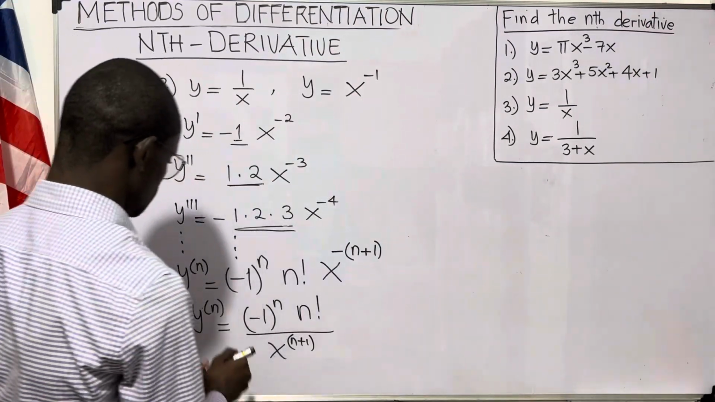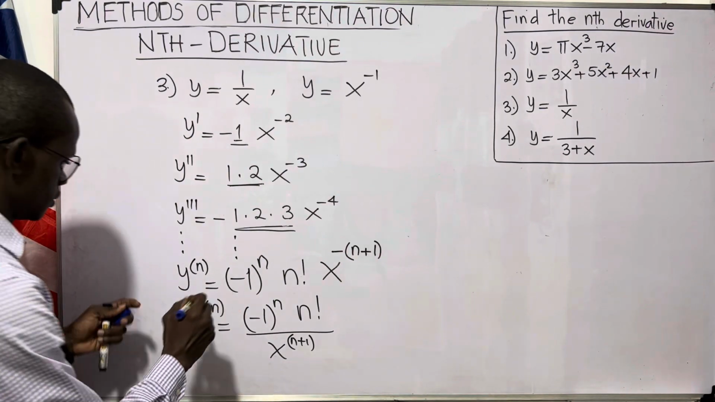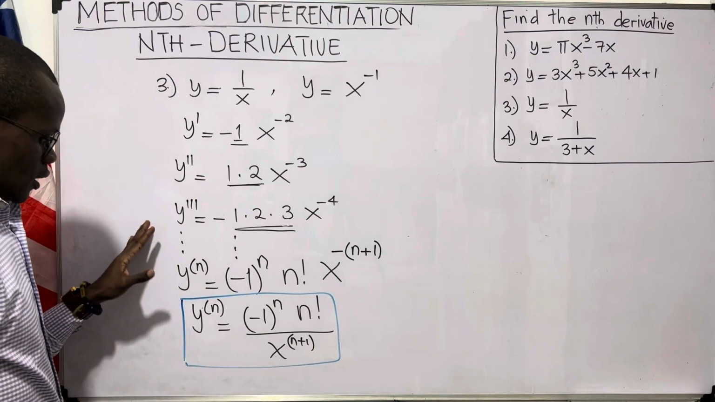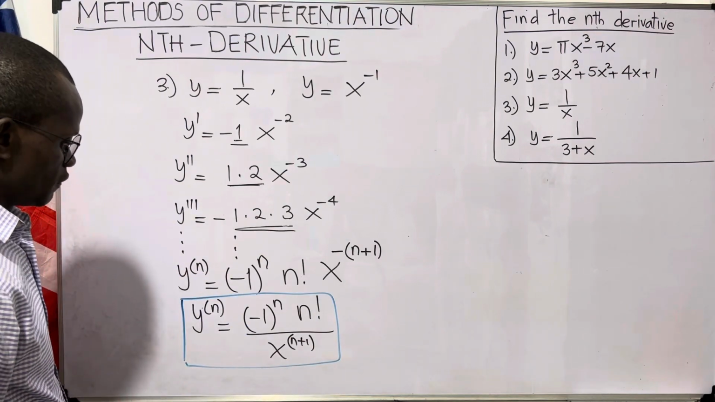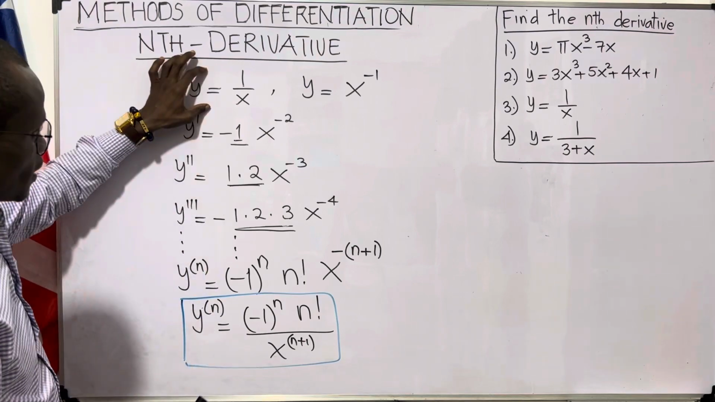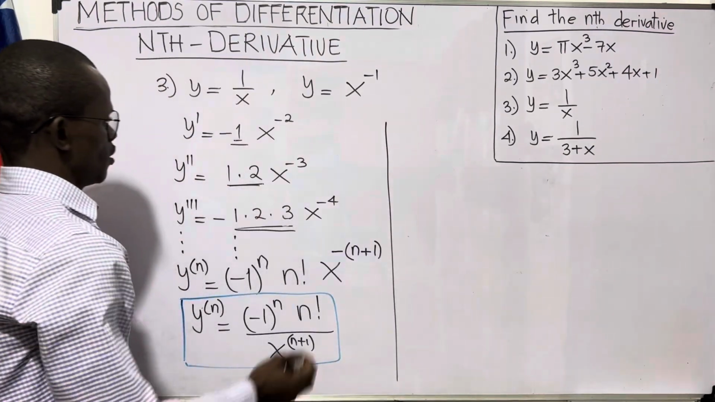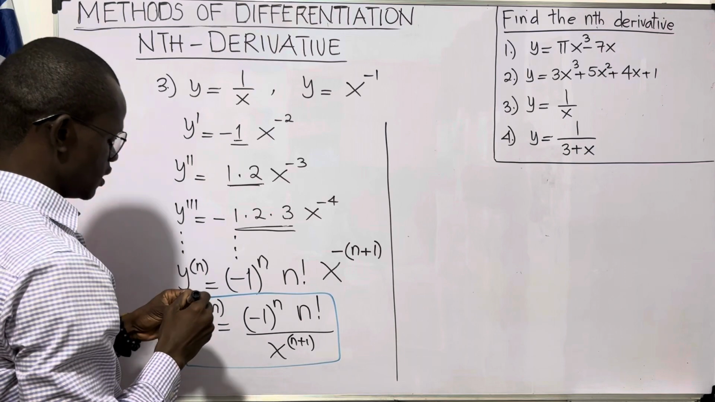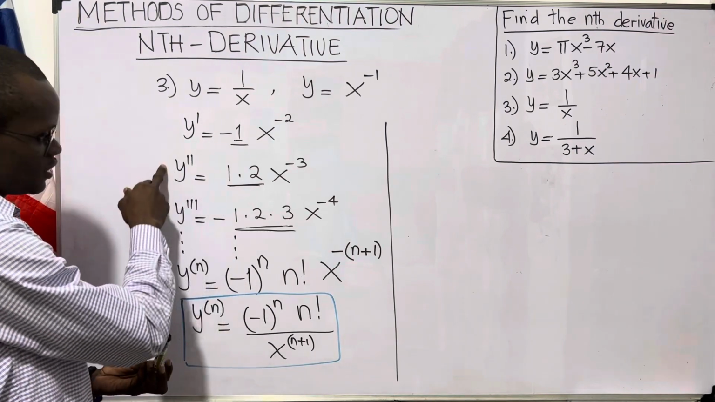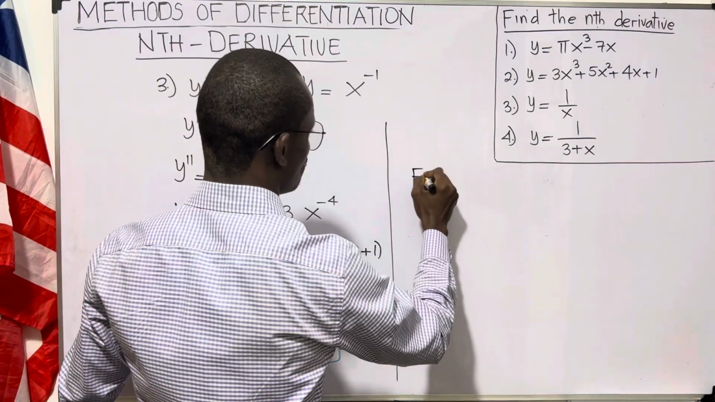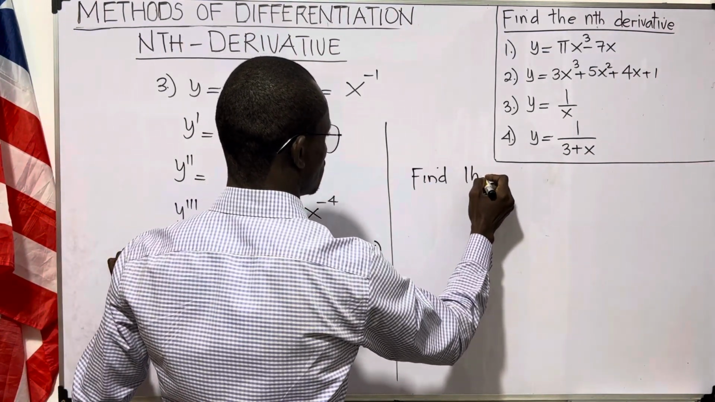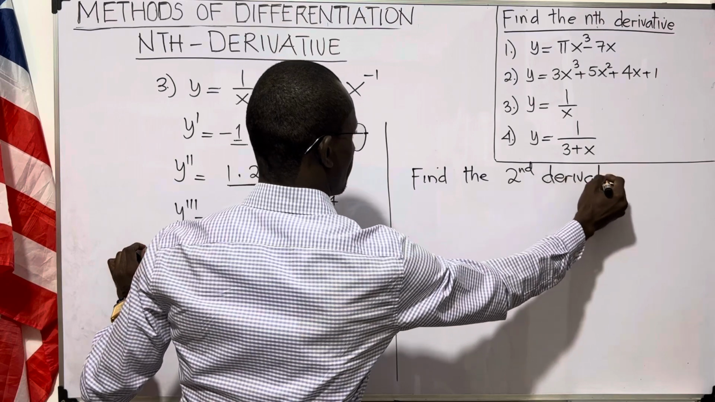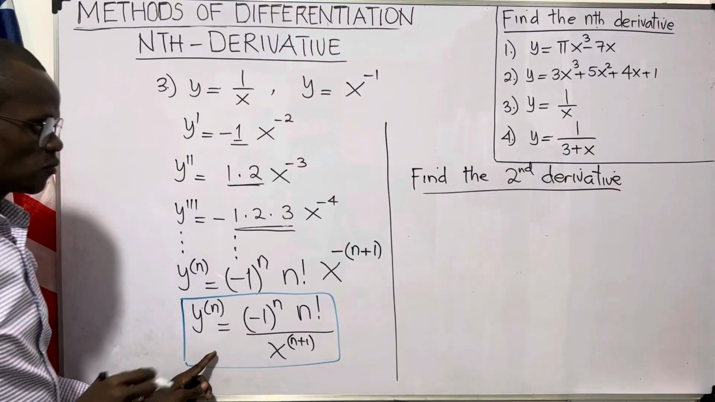So let's test it and see. So this now becomes the n. This is the formula for finding the nth derivative of this particular function. Now we found these derivatives already, the first, the second, the third. So in order to verify, we can use these same derivatives. So let's say we want to find the second derivative using this formula.